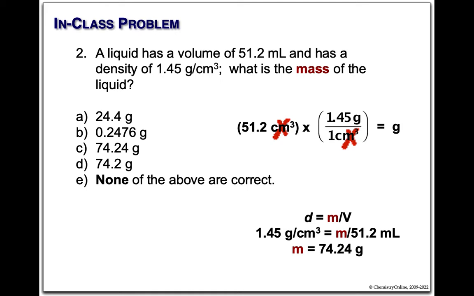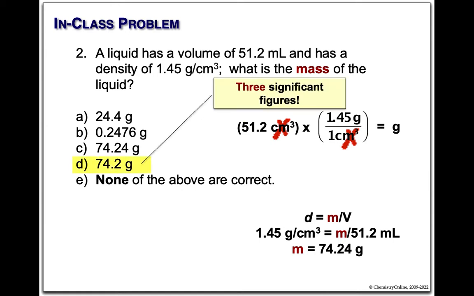Well, as I look at the answers here, here's 74.24. That's good, right? And here's 74.2. Which one is right? D. How many significant figures are in this number? 4 of them. 3 here. 3 significant figures, 3 significant figures, 3 significant figures. Kind of picky, but still not difficult.